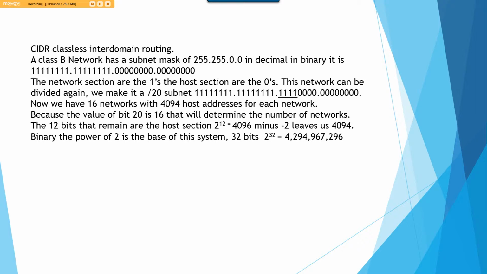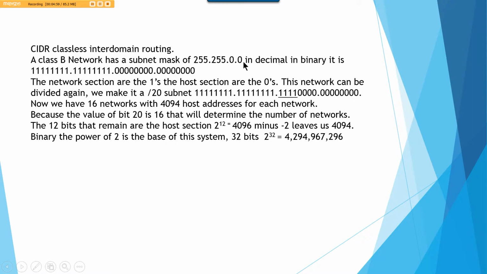So we had a default class A, B, C. With classless, you kind of take A, B, C and put that to the side, and you're going to create basically your own class of network, or a classless network. It doesn't fall into the category of A, B, and C. It's a classless network now. So let's take this for an example here. A class B network has a subnet mask of 255.255.0.0.